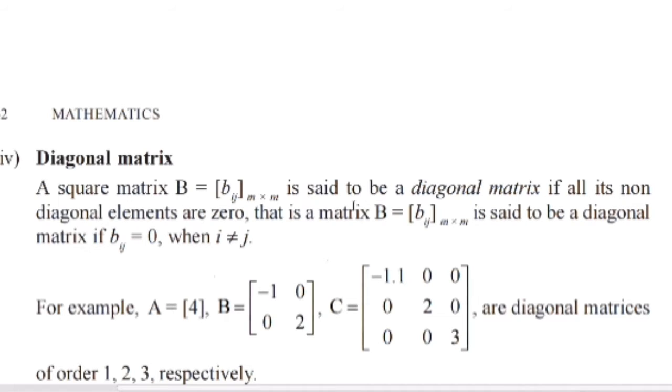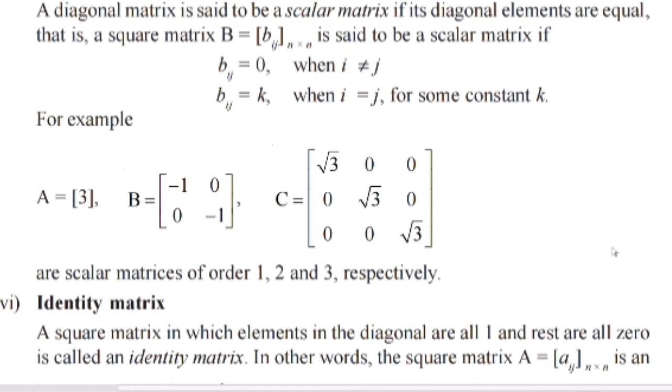You can see that. So a square matrix is said to be a diagonal matrix if all its non-diagonal elements are 0. Non-diagonal elements are all 0. Just see, this is a diagonal matrix. Everywhere you have 0 except the diagonal. So it is called a diagonal matrix.